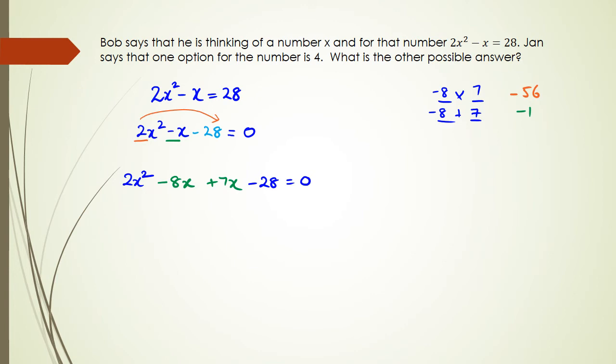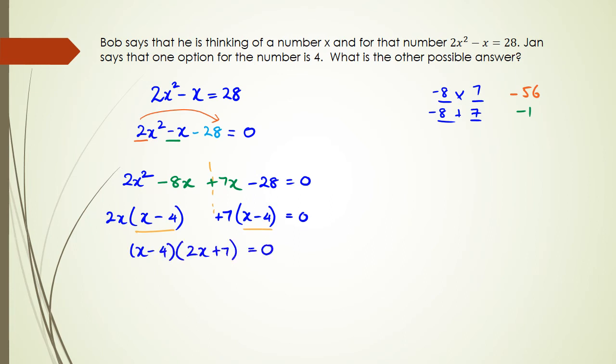So the next step would be to factorize, but we've just got to factorize this in two parts. The first part I'm going to be looking at is factorizing these two terms here, and the common factor is 2x. So it's going to be 2x times x minus 4. On the other side, the common factor is plus 7. Let's take out plus 7, and I'm going to get x minus 4. From this step, I can see that x minus 4 is a common factor. So I can take that out, and what I have is x minus 4 multiplied by 2x plus 7 equals 0.